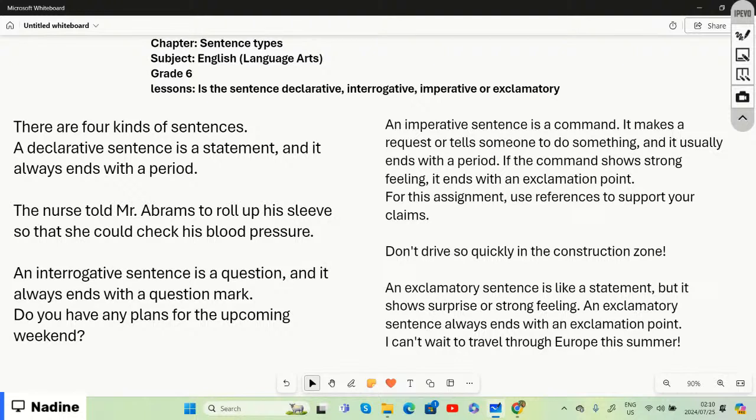And if the command shows strong feelings, our imperative sentence normally ends with a period, but if a command shows strong feelings, it will end in an exclamation point. An example is, don't drive so fast, don't drive so quickly in the construction zone!